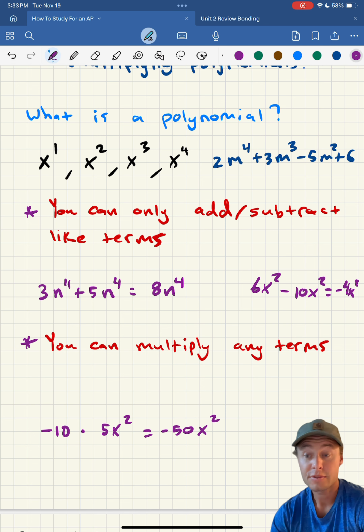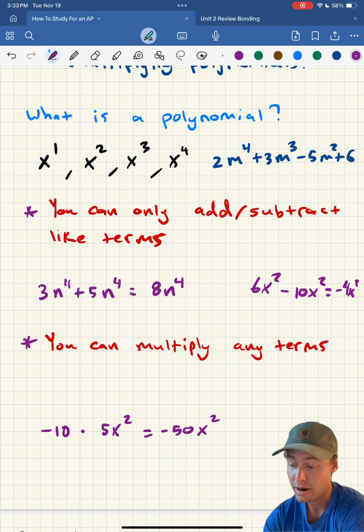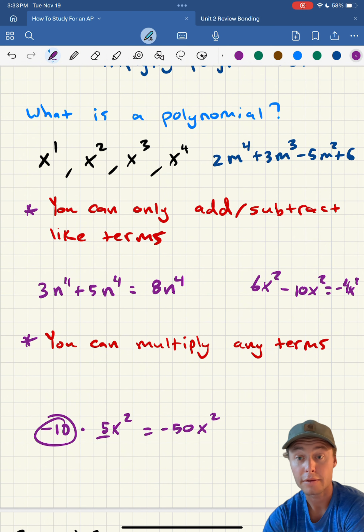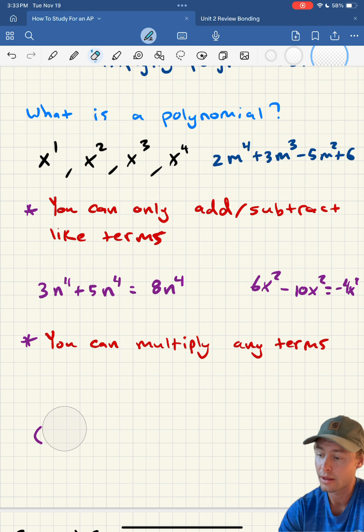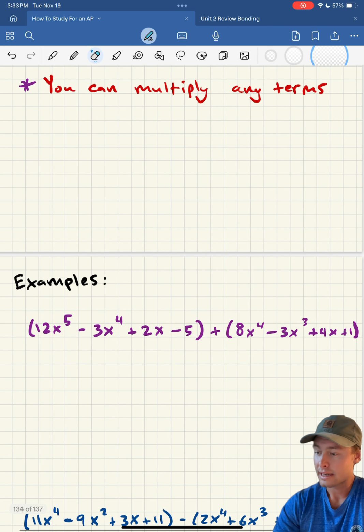So negative 10 times 5x squared is just negative 50x squared. I can just take that number, multiply it by the coefficient, and leave the x squared there. Great. So the terms do not have to be like terms in order to multiply them. All right, let's do a couple of examples here.